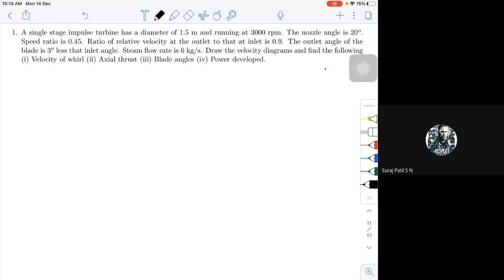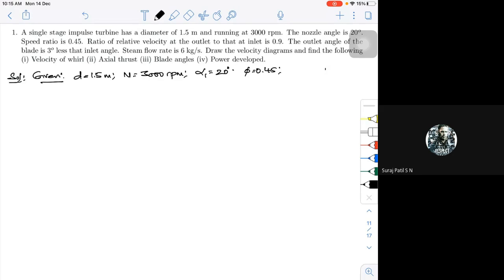So let's try to write the data that is given, then we'll go for solving the problem. Solution. Let us write the given data. Diameter: this being an axial flow machine, it has a single diameter, so D is equal to 1.5 meters. Speed is equal to 3000 rpm. Then alpha 1 is equal to 20 degrees. Then I have my speed ratio, phi, equal to 0.45.